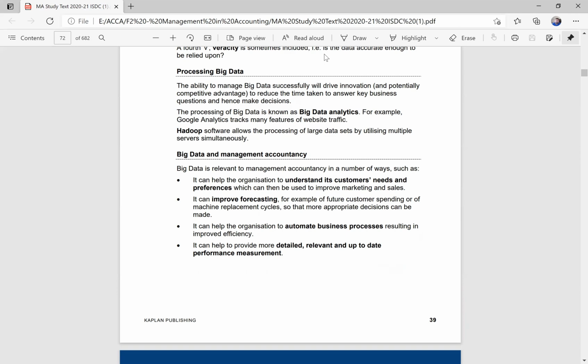Big data and management accountancy, how are the two relevant? Big data helps you understand what the customer needs and prefers. According to that, you can improve your marketing and sales. You can forecast the future demand of your product, the future sales and how much profit you're going to make in the future. You can improve efficiency, because if you know that in the near future the product's demand is going to increase, it is better that you improve the efficiency and produce the products faster, right? Also, it helps you to provide detailed, relevant information that helps you analyze your performance better.